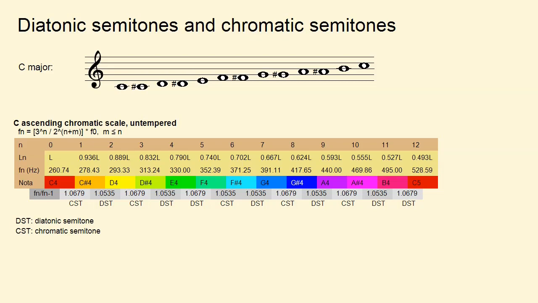Note that in this scale there are 12 semitones, but that these semitones are not all of the same size, measured as the ratio between the frequency of the highest note and the frequency of the lowest note, indicated in the gray row, and which assumes the values 1.0535 and 1.0679. There are two types of semitones: diatonic semitones, which correspond to two notes with different names, identified by the abbreviation DST, and chromatic semitones, which correspond to notes with the same name, unaltered and altered, identified by the abbreviation CST.